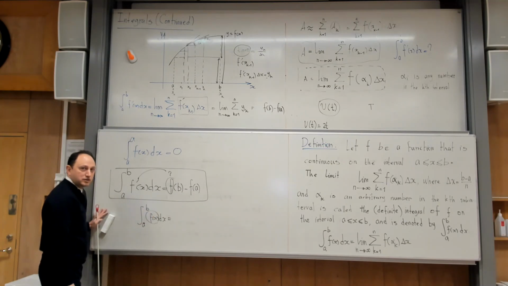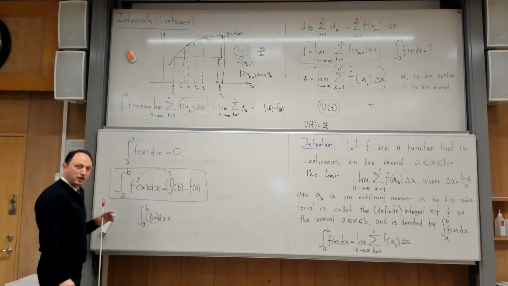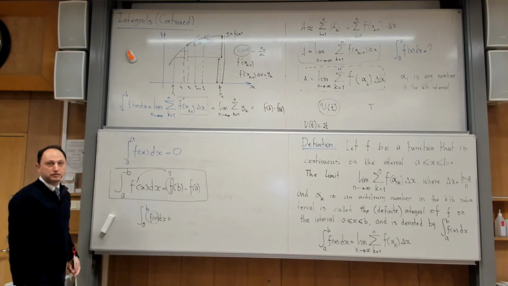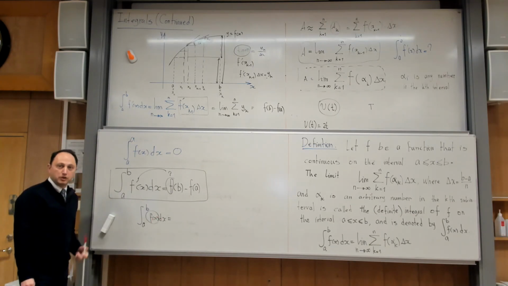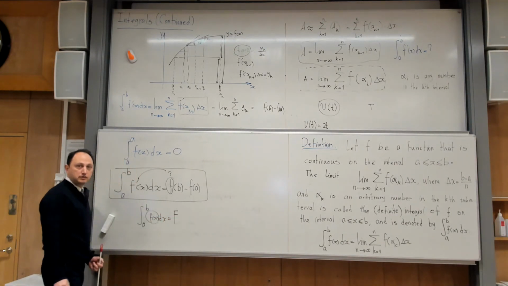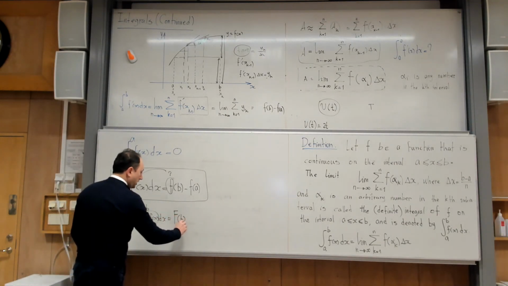What is that function called? There is a name for that function, yes? What is the name of the function whose derivative becomes little f? Primitive function. And primitive function is denoted by capital letter F. So then it means F(b) minus F(a).